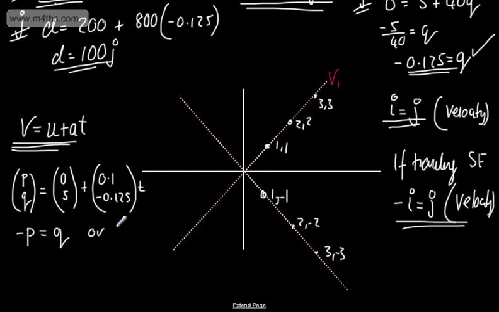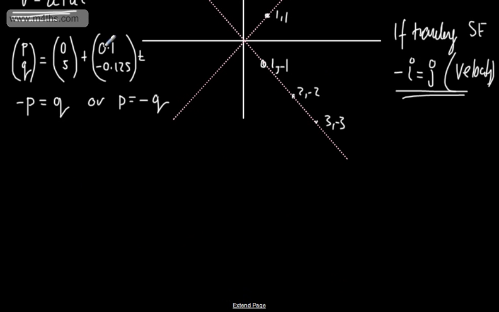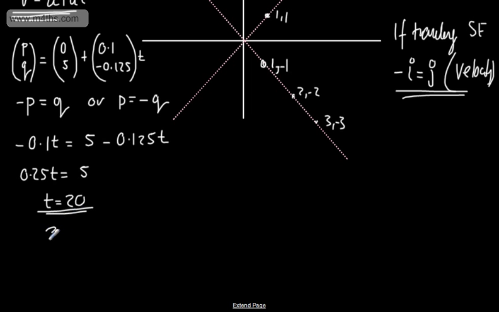Negative p is equal to negative q, or p is equal to negative q if this thing is travelling on this particular line. So if we look at this, p is going to be equal to 0.1t, we can say negative 0.1t must be equal to positive 5 minus 0.125t. So adding this to both sides, what's that going to give me? 1/4 t, or 0.25t, is going to be equal to 5. So dividing both sides by 1/4, t is going to be 20. So that gives me now 20 seconds. So that's one way that you could do that problem.